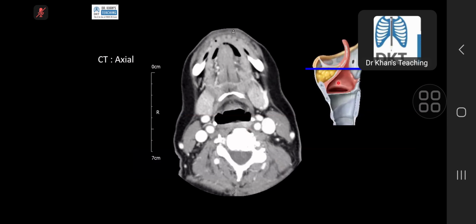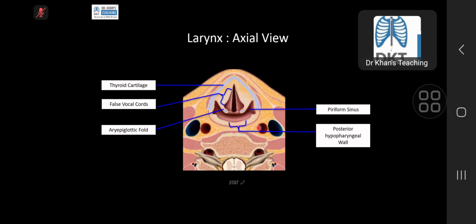This is the slice, and you can see this hypodense, more fat is there. This is the superior-most portion of the supraglottic larynx, and piriform sinus. Then we are going distally. And here, look at this.